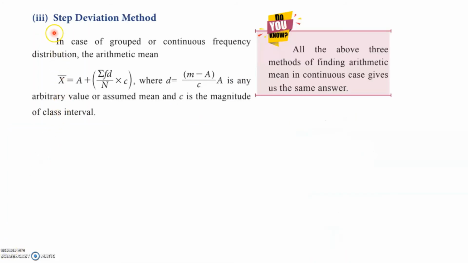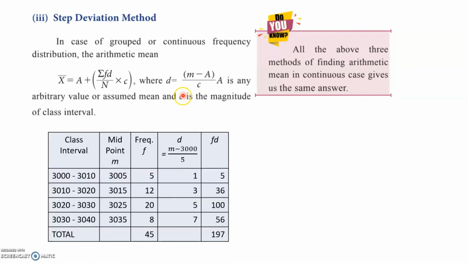So our last method, the third method, is called the step deviation method. In the previous method, we subtracted an assumed mean or arbitrary value. But in this case, what we will do is, further, divide our d by a constant value. So this will reduce our number into a much smaller number. Let's look at an example. So we have again the class interval, the midpoint, same as the previous case, the same data, and you have the frequency for 45 days.